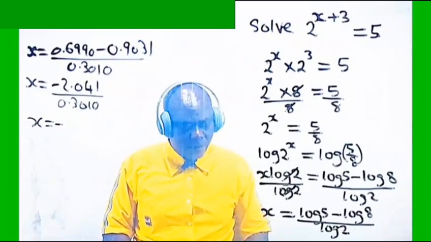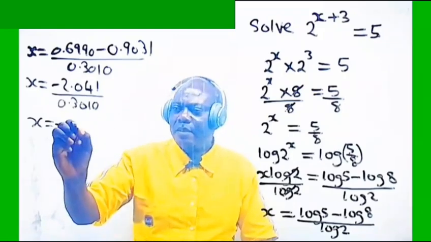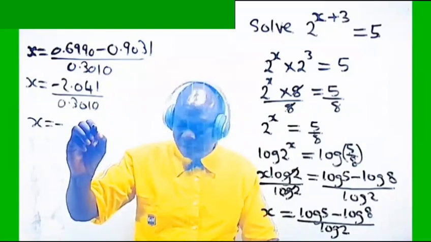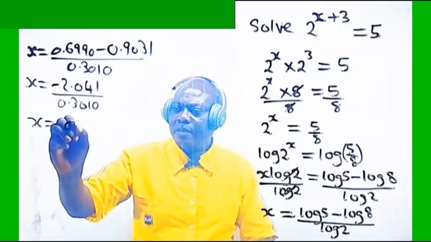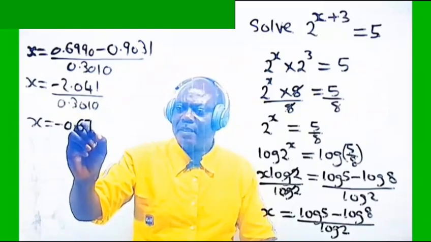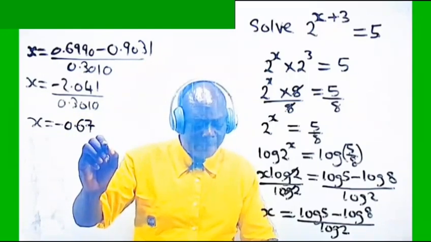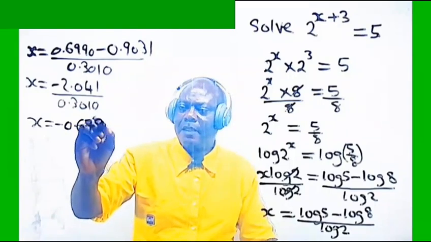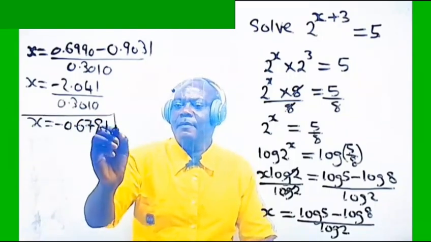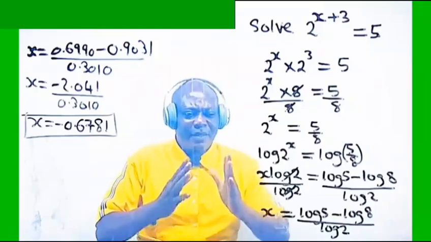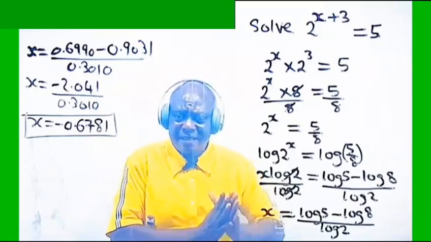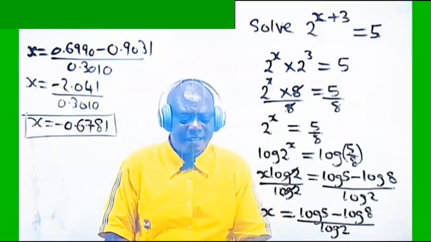So x now equals, you now divide by 0.3010, and the answer will be negative 0.6781. And that is the final answer. Please, once you come to this stage, don't rush, just take it step by step and get the answer.